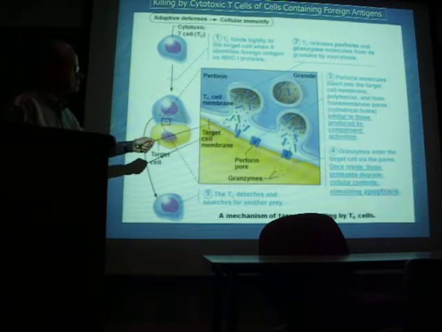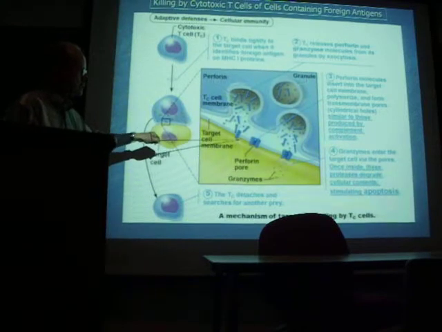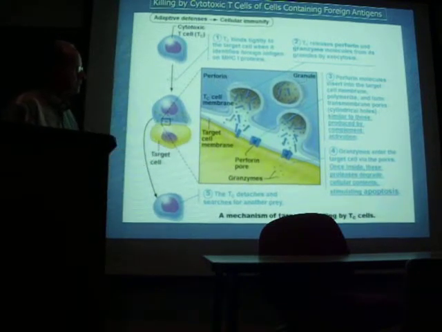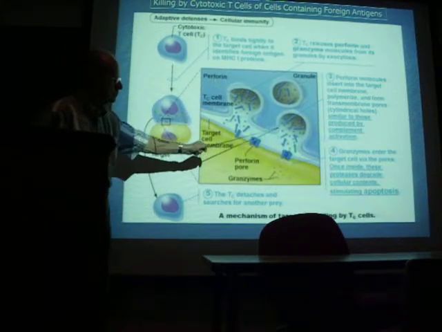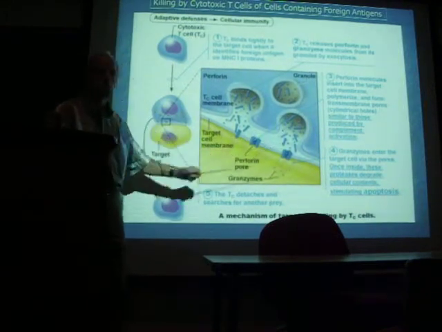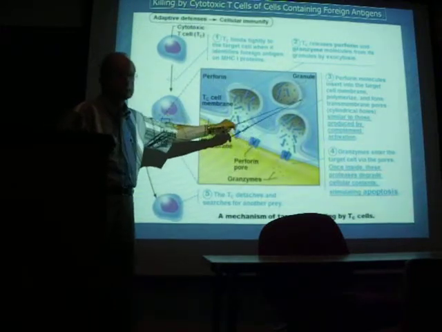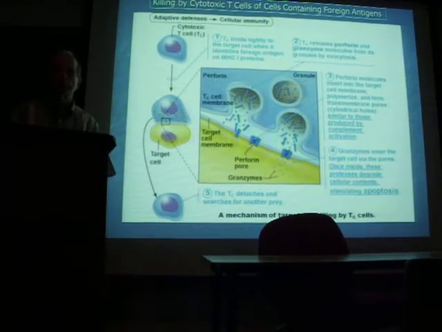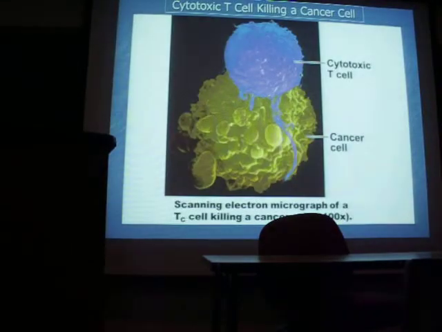So, this would be the foreign antigen here. This would be the cell membrane of the T cell right here. So, the T cell is releasing molecules called perforins that create holes in the cell membrane. Enzymes from the T cell then enter the cell and break it apart internally, and it dies. This is direct cell-to-cell contact with cytotoxic T cells.